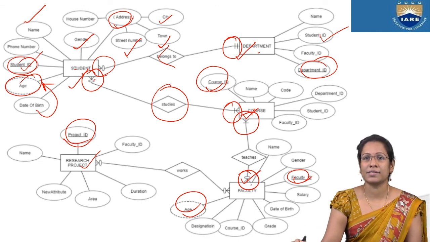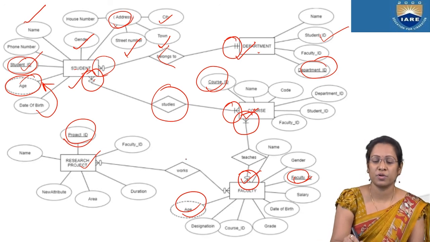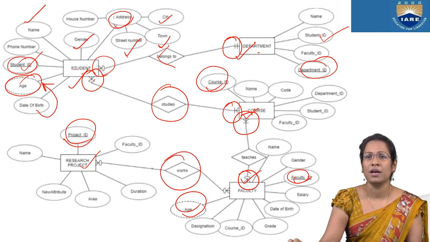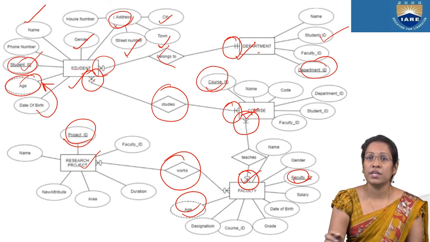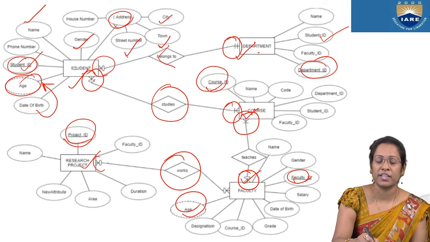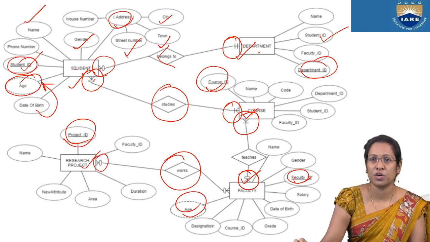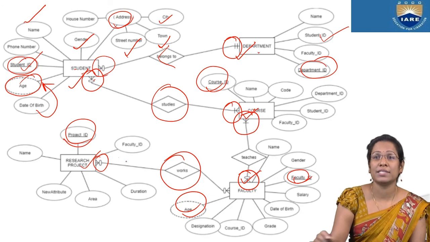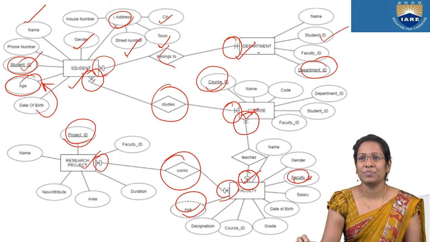And next, the last relation between the faculty and research project. Faculty always works on a research project. So one faculty can work on zero or many research projects, and one research project is done by zero or many faculty. So this is the construction of the ER model for a college management system.